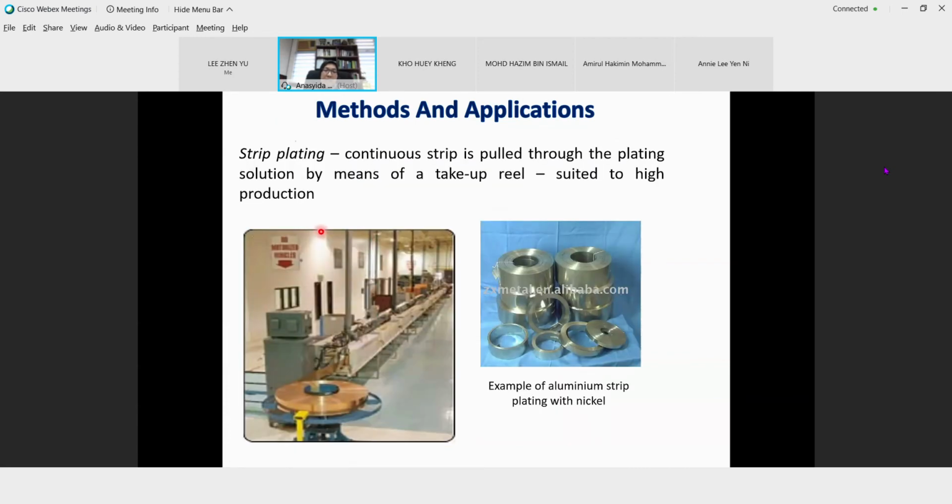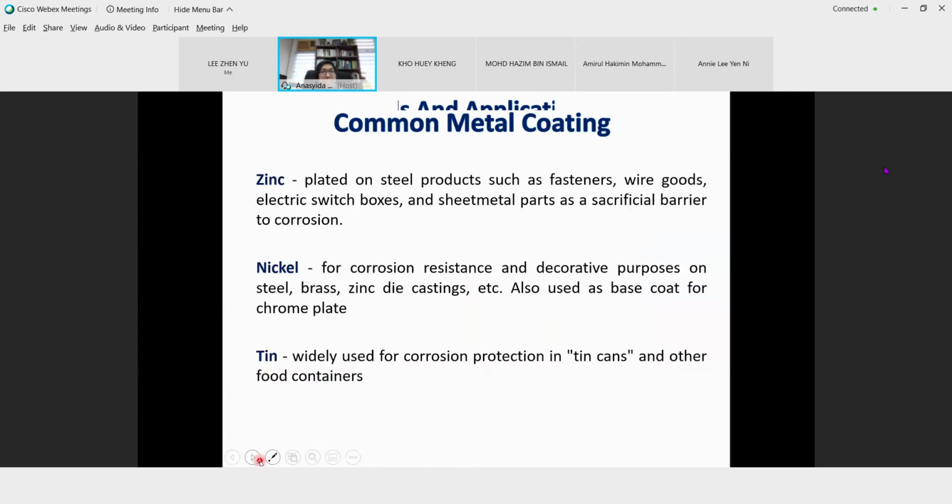So this is another method which is strip plating. So this is purposely for sheet. They will pull this plating through the solution. So for example, in this one they plate aluminium with nickel. So you can see the shining surface of nickel on the aluminium. Okay, right. So these are the common metals used for coating, as mentioned just now, zinc.